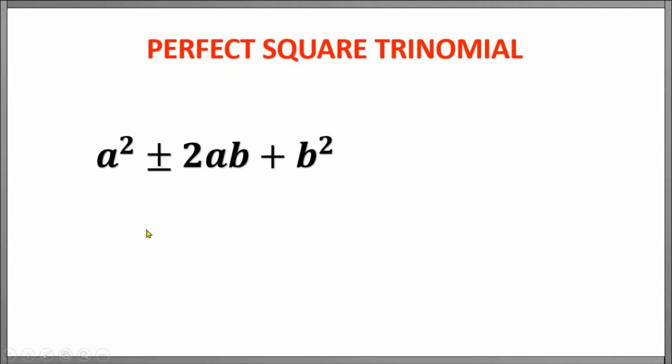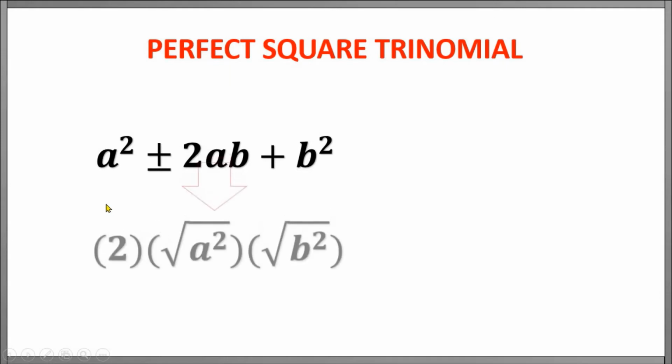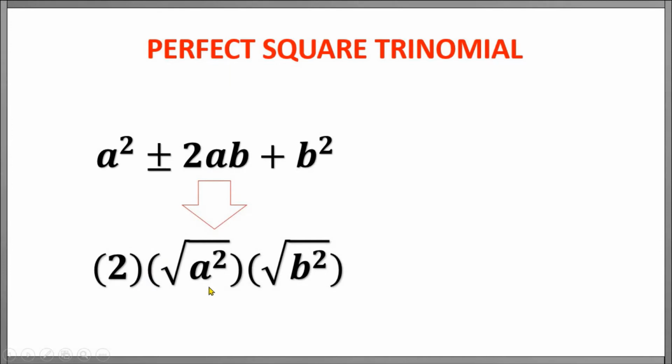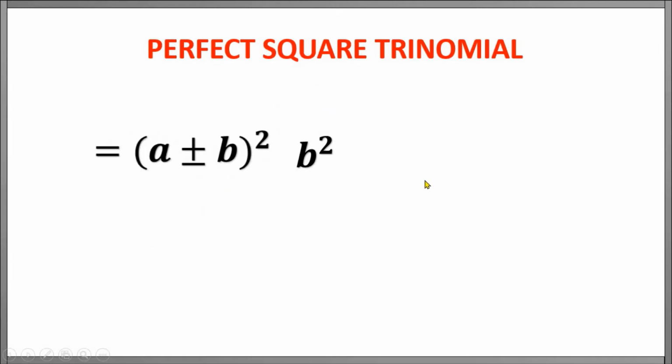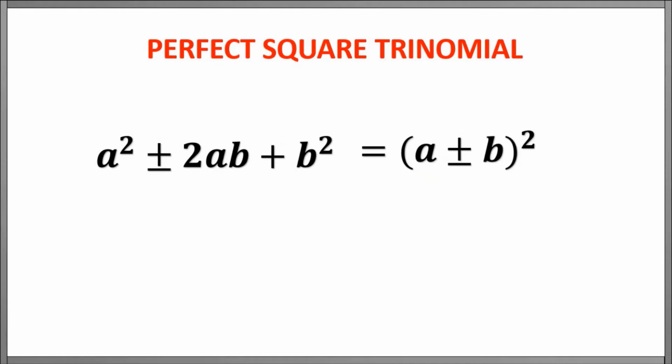A perfect square trinomial is a polynomial containing three terms, wherein its first and its last terms are both perfect square, and its middle term is 2 times the square root of the first term times the square root of the last term. Also, take note that its second operation is always plus, while its first operation could be plus or minus. The factors of this perfect square trinomial are two similar binomials which can also be expressed as a square of a binomial.